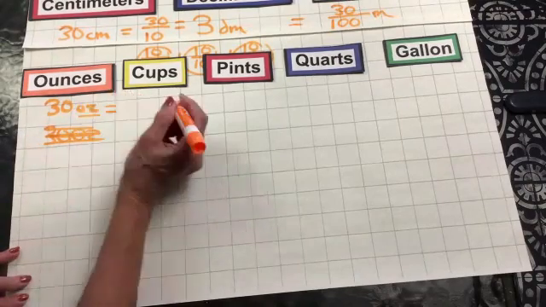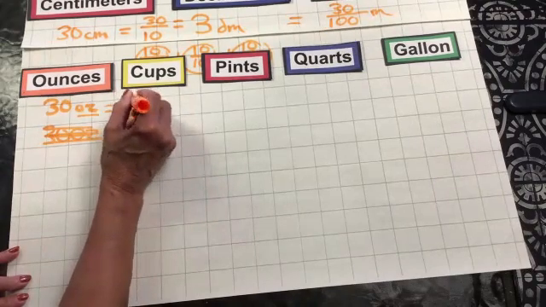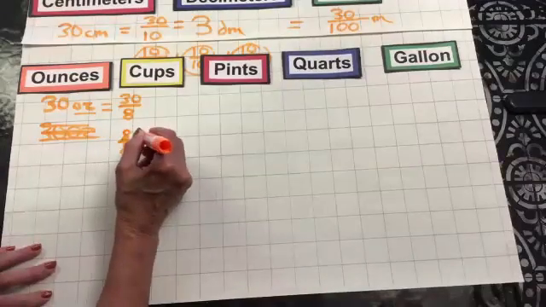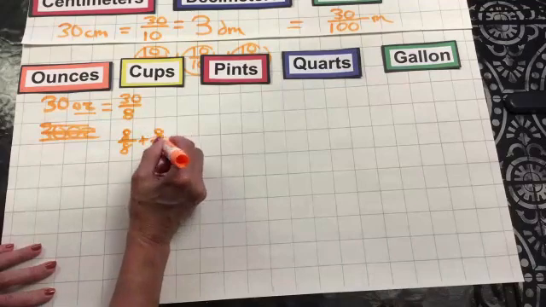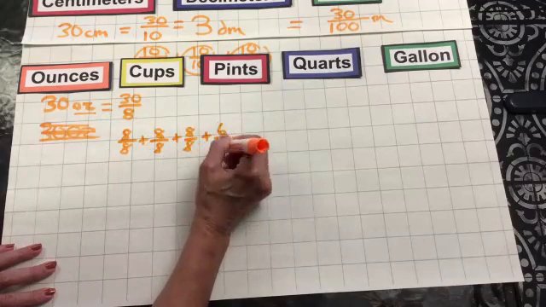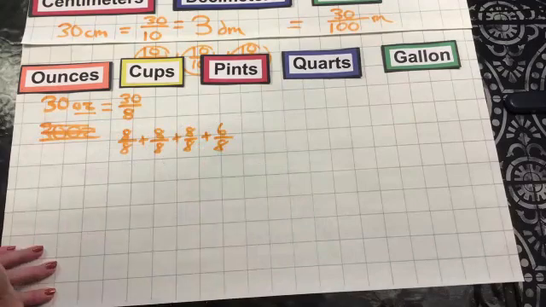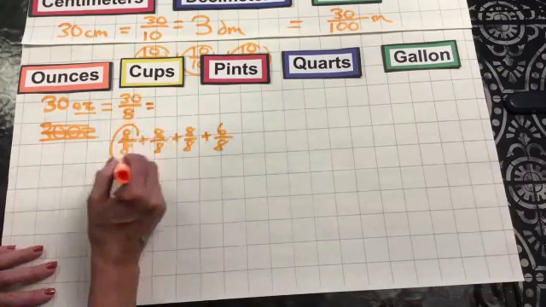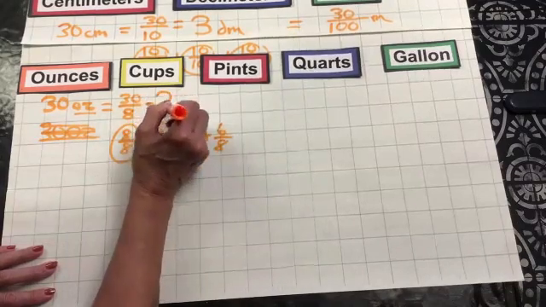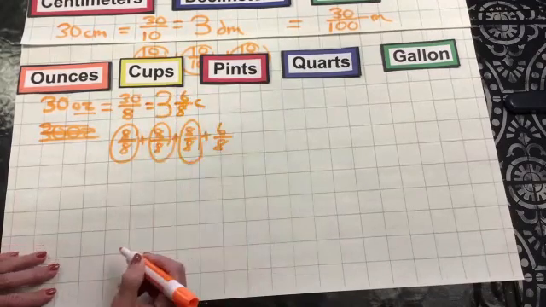So we're always trying to change up the sizes to break apart what we're trying to say. 30 ounces, and we know it takes 8 ounces to make a cup, so we're going to put that 30 over 8 to convert it into cups. So let's break this apart in eighths. So 8 eighths plus 8 eighths plus 8 eighths plus 6 eighths. 8 plus 8 plus 8 is 24, plus 6 is 30. So we have 1, 2, 3 whole cups. So that's 3 whole and 6 eighths cups.